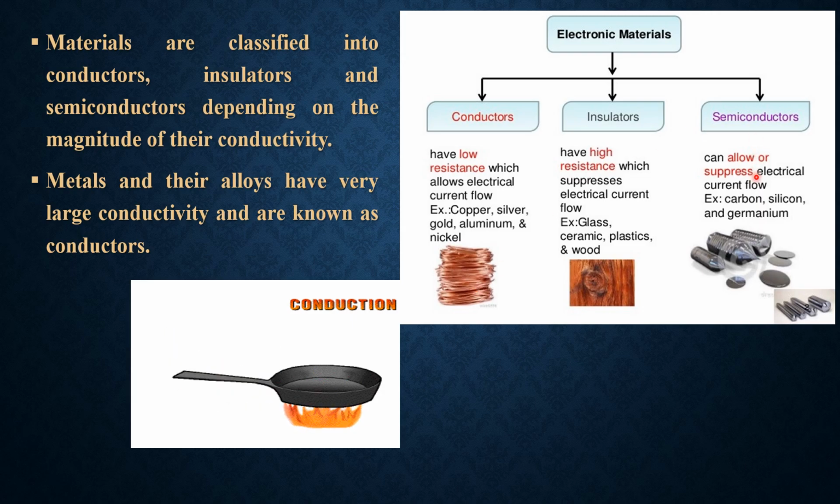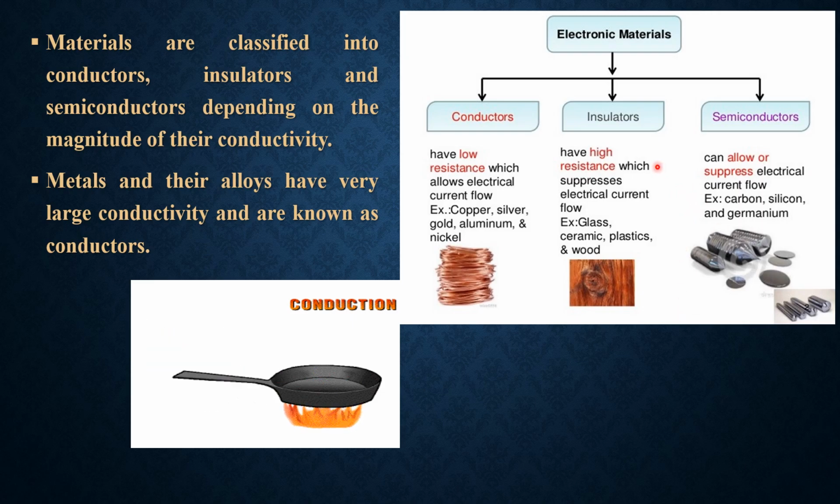Semiconductors are the materials which possess electrical resistivity in between that of conductors and insulators, and they are used for the manufacture of diodes and transistors, and the number of valence electrons is equal to 4. So there is a small forbidden energy gap of about 1 electron volt between the conduction and the valence band. Some examples are carbon, silicon, and germanium. In normal language, you can say that semiconductors can allow or suppress electrical current to flow.